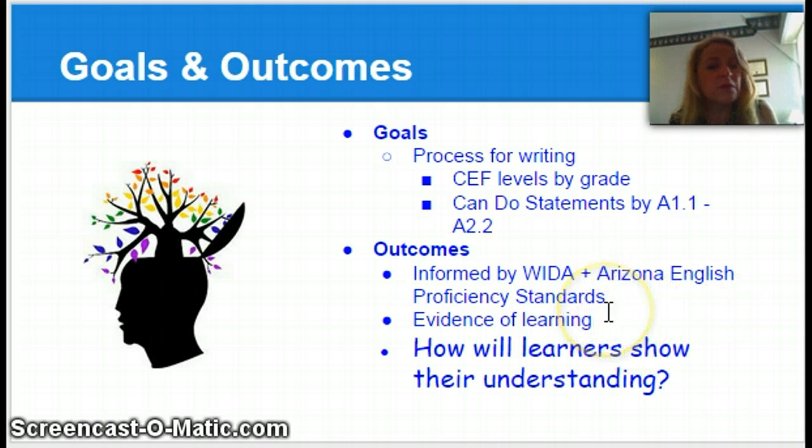I was also interested in the evidence for learning. How are we going to know what the students are understanding? Because understanding by itself is not something that's very observable. So that's what we're going to look at next.